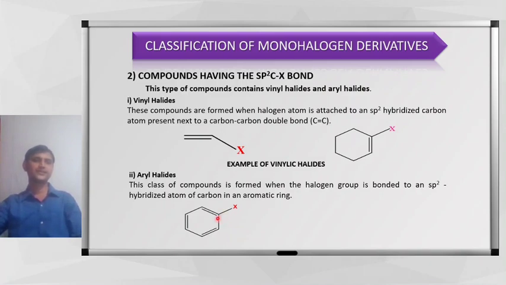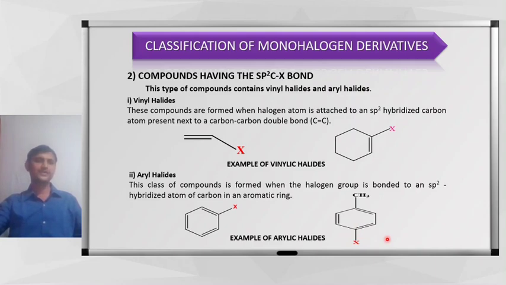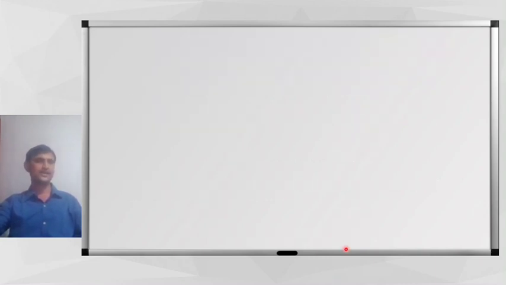This carbon atom is an sp2 hybridized carbon atom, and this group is attached to this sp2 hybridized carbon atom. Now see, this is also an example of aryl halides. This halogen atom is attached to an sp2 carbon atom. These are examples of aryl halides.